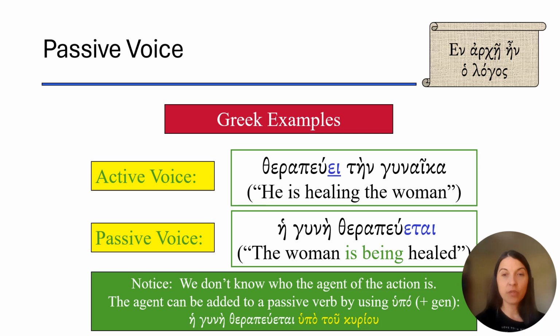We don't know who the agent of the action is in the passive voice. The agent of the passive voice can be added by using upo plus the genitive. So in this case, upo tou kuriou, by the Lord.